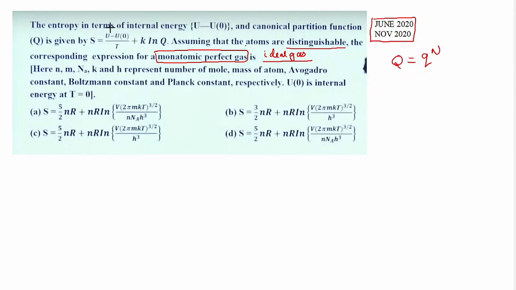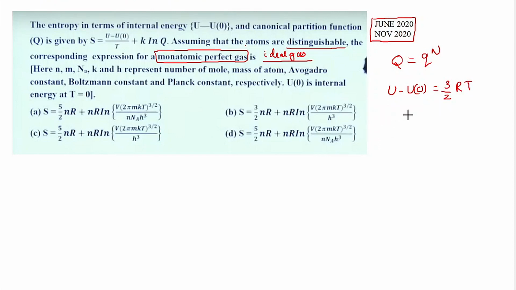Okay, and we know that internal energy, as we are talking about a monoatomic gas, will be the translational internal energy, and the partition function Q that we will be using will be the translation partition function, and U minus U0 will be 3 by 2 RT.